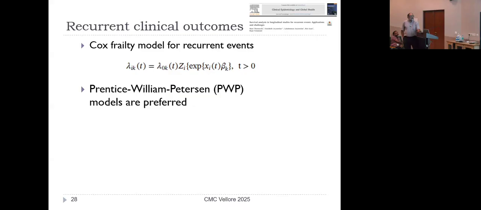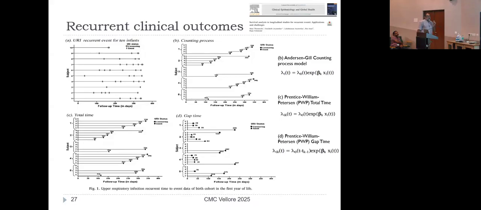But most people that I've seen use the Prentice-Williams-Peterson models nowadays. As I said, this is an area where statistical methodology is trying to keep up with the needs of investigators to understand better. Are you interested in modeling the gaps between the previous event and the new event? Or are you interested in counting all of those events and adjusting for the fact that you've counted repeated numbers of things in a given person? So we'll have more with that.